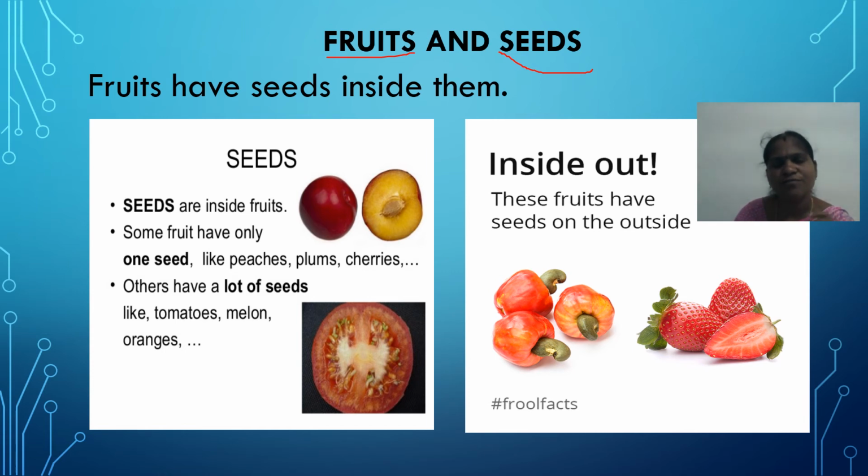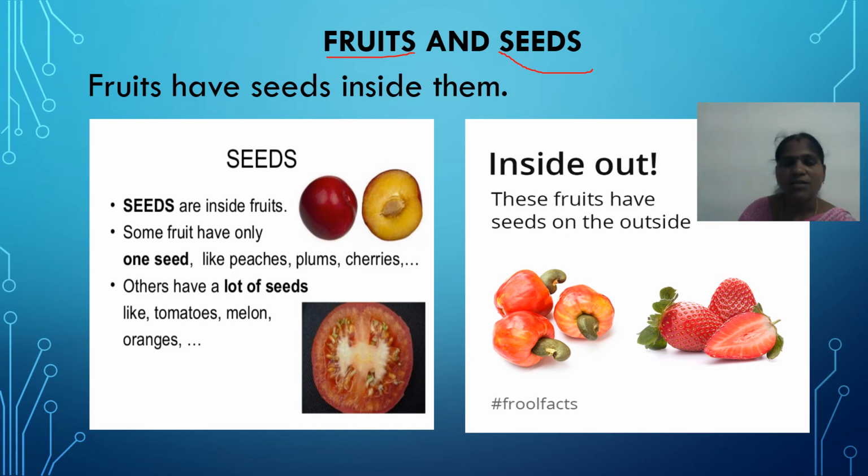Did you observe fruits? So we have many kinds of fruits. Am I right? In some of the fruits we can see the seeds inside, and in some of the fruits we can see the seeds outside. Which fruits have seeds inside? Most of the fruits have seeds inside only. But in some of the plants we can observe the seeds outside.